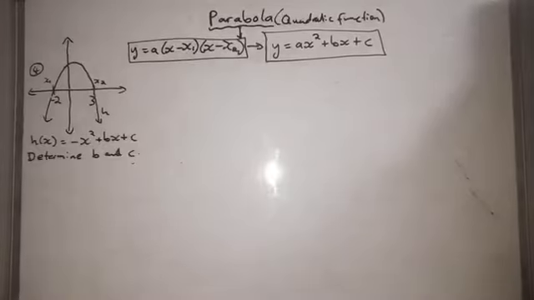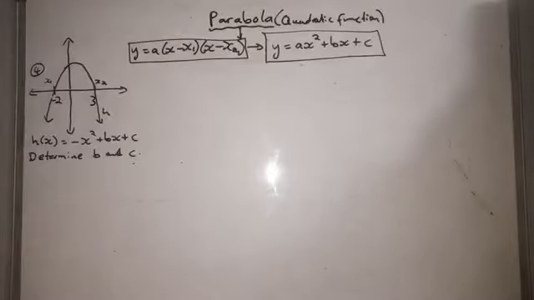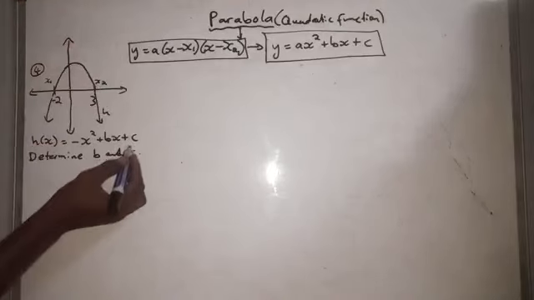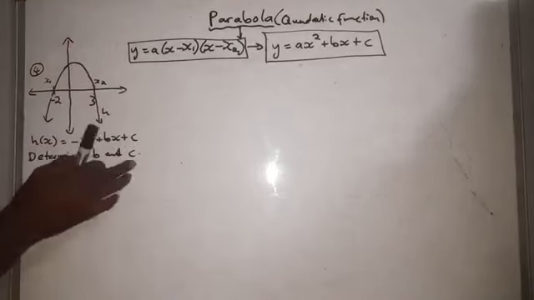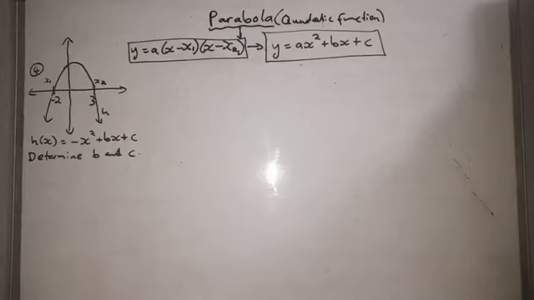So in this question, you are given a graph where there are two x-intercepts, x1 and x2. So x1 and x2 are covered then. As usual, you'll be given information on the graph and information on the equation of the graph. Then the question is like, determine B and C.